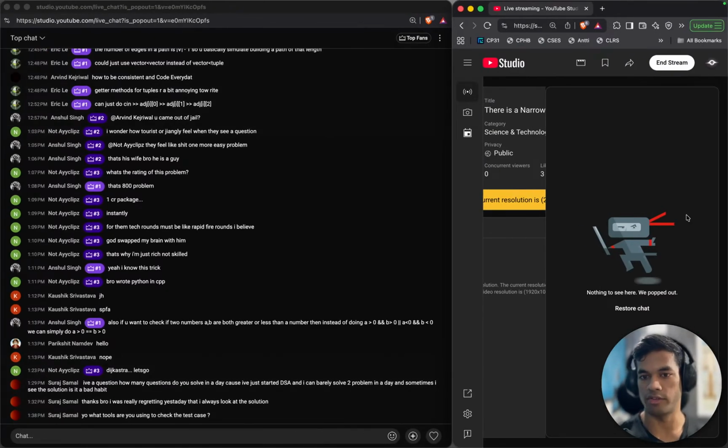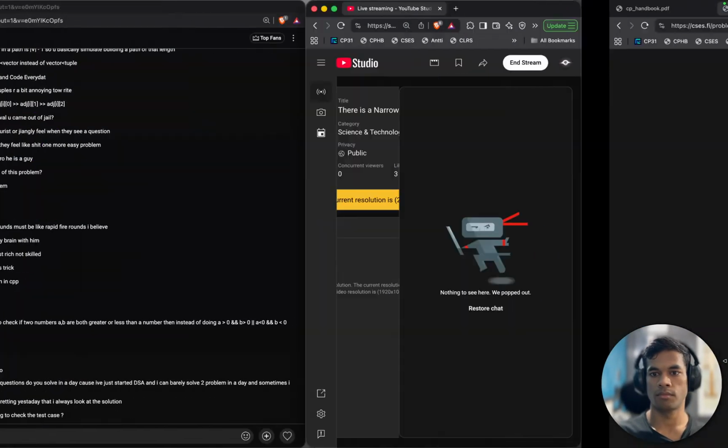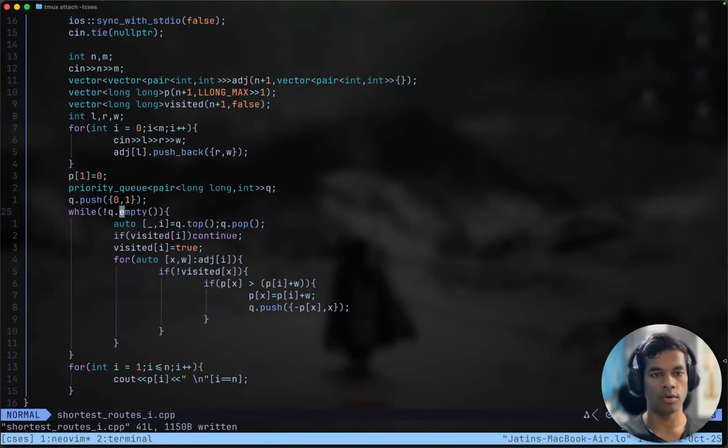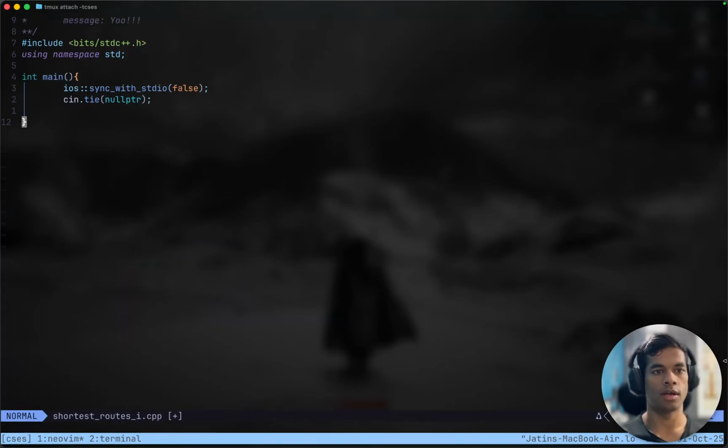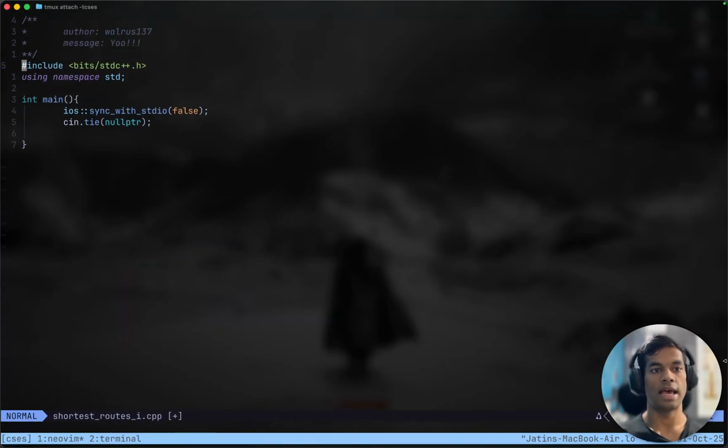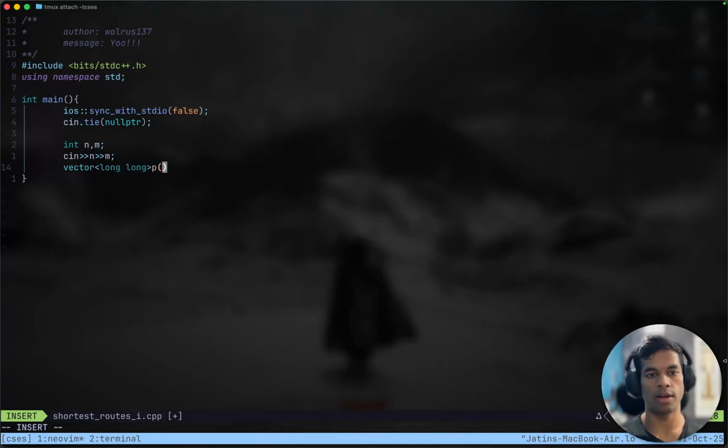Let's one shot this now. I will remove the whole code and write again from scratch. And when we submit this, this has to be correct on the first try. So we get the number of nodes and the number of edges, and then we create paths, a vector which is going to store the paths in a long format. Size is going to be n+1, and initially every value is going to be long max divided by 1.